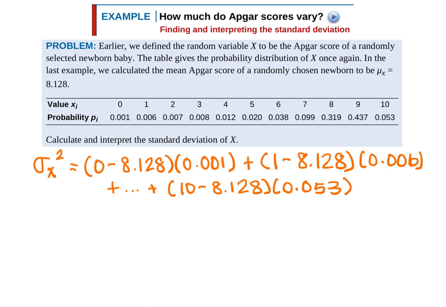So the first thing I'm going to do is find the variance. That is the difference from each of these values minus the mean, 8.128, times its probability. That's going to be the variance, which is squared, and we're going to take the square root of that value eventually. So how we set this up is 0 minus the mean times its probability. So 0 minus 8.128 times 0.001. Next term, 1 minus 8.128 times its probability, 0.006. Add up all of those same combos until we get to 10 minus 8.128 times its probability.